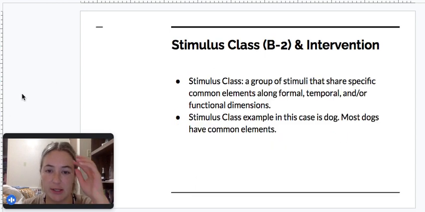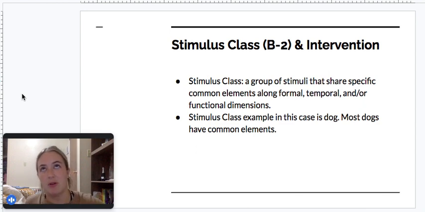Okay, so for the stimulus class, a stimulus class is a group of stimuli that share specific common elements along formal, temporal, or functional dimensions. In this example, I'm going to be talking about dogs a little bit because most dogs have common elements of a tail, 4 legs, fur, a nose, ears, things like that. So they all have similar elements. Most dogs that you would see, no matter what specific breed they were, you would refer to them as a dog.